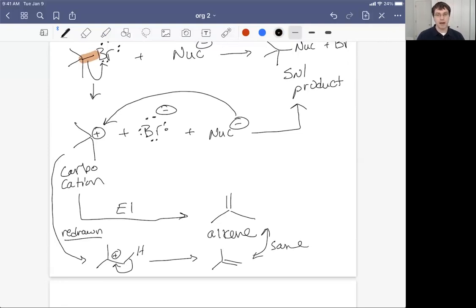Okay, so what happens in an E1 product is we take that same carbocation intermediate and we just let a hydrogen next door to the positive charge fall off to establish the formation of an alkene. That gives rise to an H plus as our byproduct. So we actually form Br minus and H plus as a product. So both of these events are possible from that carbocation intermediate.